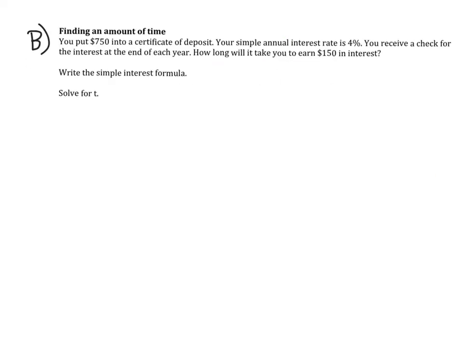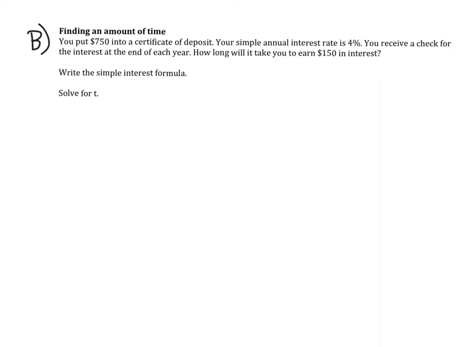In the last problem we found the interest rate, how much we're earning each year, but we can use this formula to find anything. We can use it to find the interest, the principal, the rate, or the time. In example B here, we're going to look for the amount of time. So it says you put $750 into a certificate of deposit, right? That's that type of savings account. Your simple annual interest rate is 4%. So this time we do know the rate. You receive a check for the interest at the end of the year. How long will it take you to earn $150 in interest?